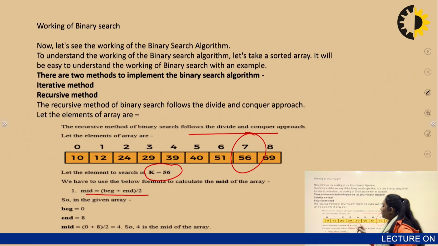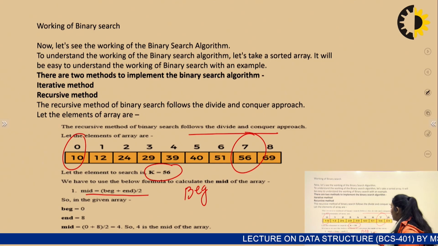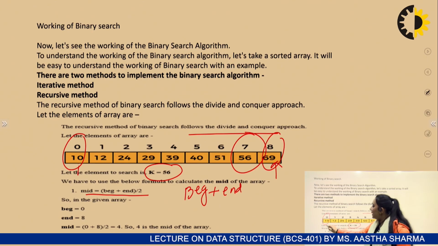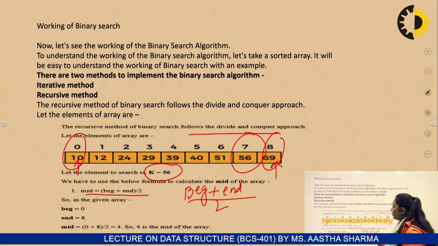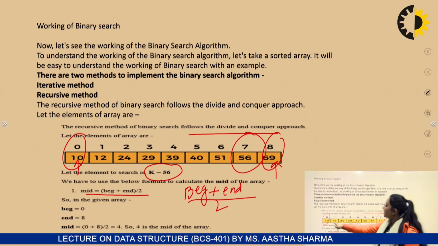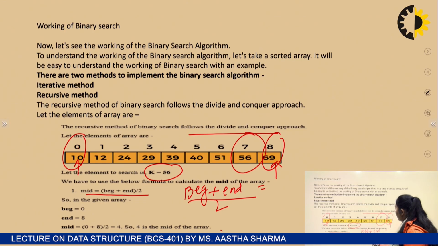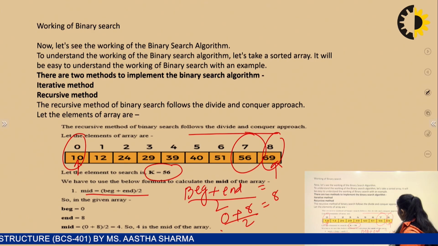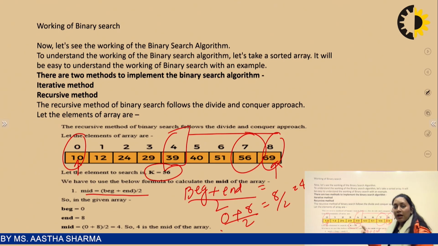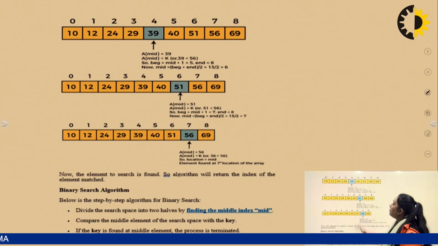How can you find the mid value? The formula is beginning of the elements plus end of the elements, that is, beginning plus end divided by 2. Beginning is 0, so 0 plus 8 divided by 2, which means 8 divided by 2 equals 4. So mid is 4, which is 39. Next, after finding the mid value, we will move on.